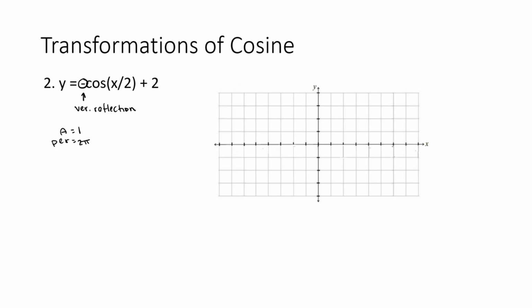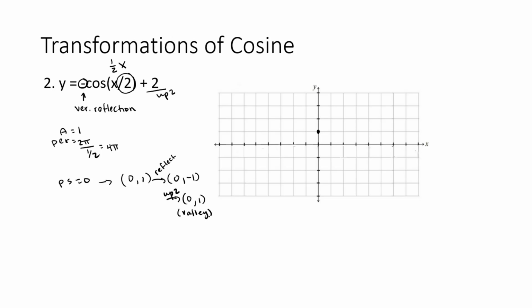The period is going to be 2 pi divided by a half, because that's what this is here. Okay, so that means my period is 4 pi. And then I'm going to go up 2. I have no phase shift. So that makes my start at 0, 1 normally, but I need to reflect it. And then I need to go up 2. So I end up back at 0, 1, but we need to remember that now this is a valley. Okay, so that's my start.